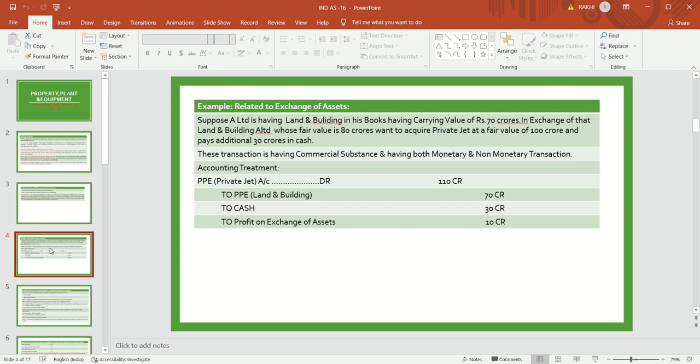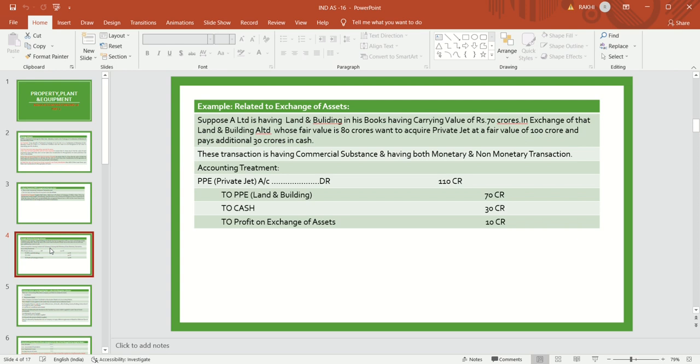In this transaction, both monetary and non-monetary elements are there, and there is a commercial substance because the utilization of land and building is not the same as that of the private jet. They are a different class and nature of asset, so the utilization is not the same. So the class of the assets is different, so there is commercial substance. So it will be taken at fair value.